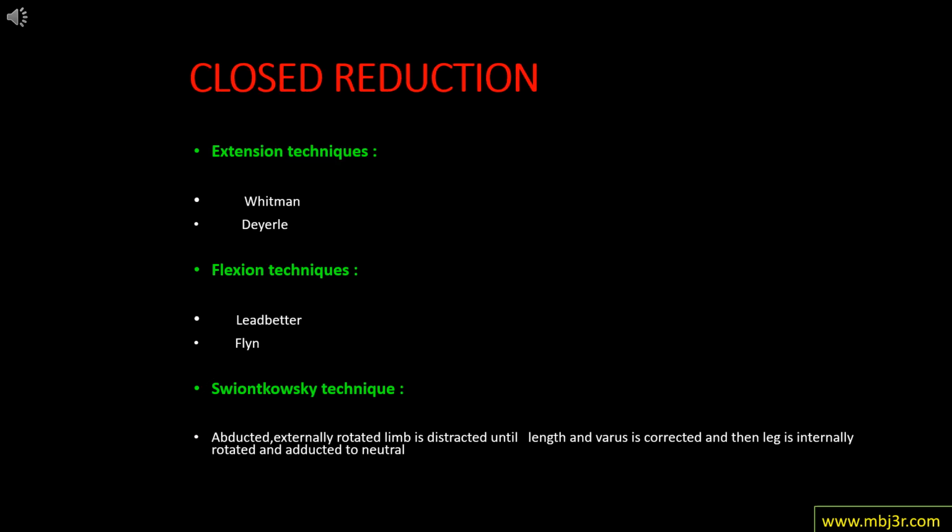Coming to the closed reduction, there are different techniques: extension technique, flexion technique, and Leadbetter technique. In this technique, the limb is abducted and externally rotated, and the limb is distracted until length and varus are corrected, then the leg is internally rotated and adducted to neutral. I think this is the most commonly used technique.